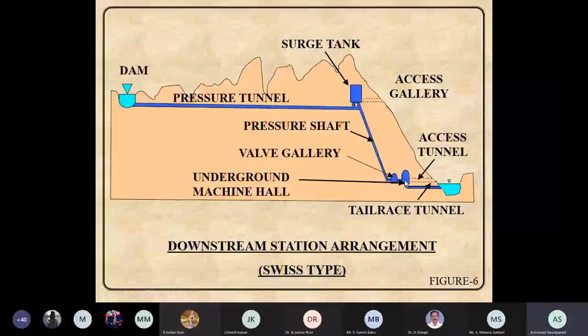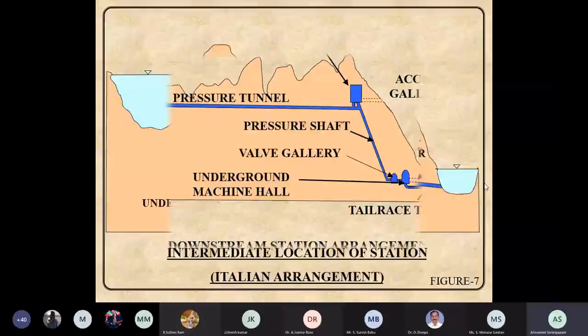Whenever my machine is getting shut down, or I have a short circuit or tripping, the MIV valve will be closed immediately. If my MIV valve closes, the water will surge back here. Since this pressure shaft is steel lined, there is no problem, and it will not damage my steel liner. But while it goes up, this is a longer tunnel, and this will start damaging my tunnel lining. To stop that, the surge will be released through this tank. So this is the surge tank used here, and this is the tail race again.